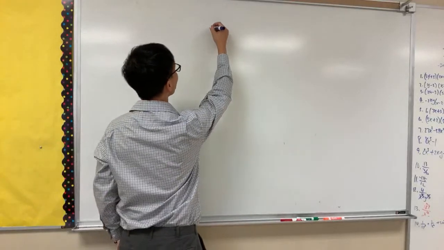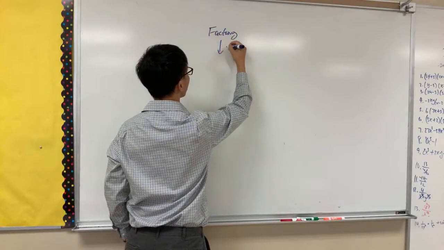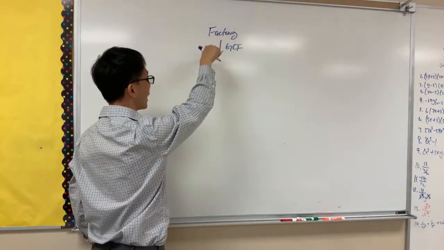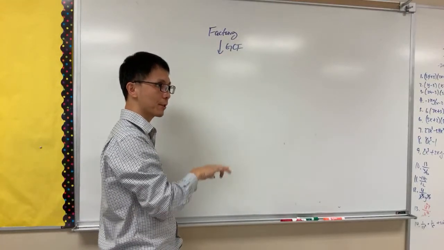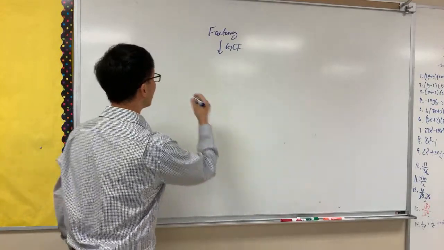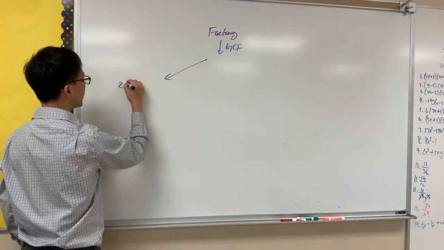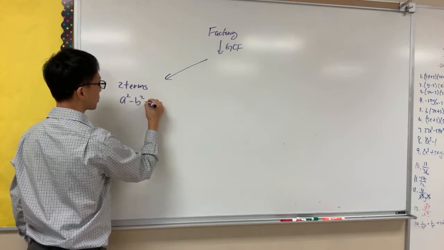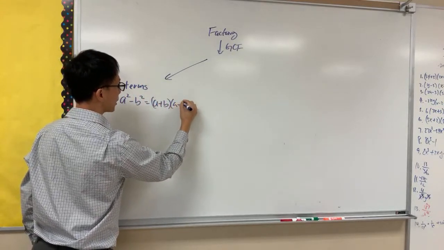Okay, so factoring. We talked about everything must go through GCF. So everything has to go through GCF. Every time you look at a factoring question, you should consider GCF first before you consider anything else. Is that okay? So what happened is we're gonna have two terms, and that's gonna be a squared minus b squared, which we talked about yesterday. It's a plus b times a minus b.